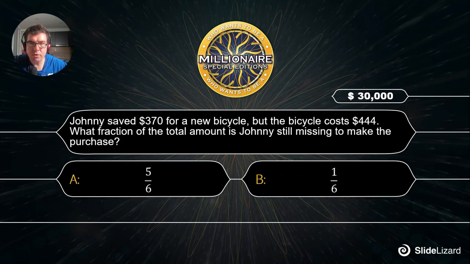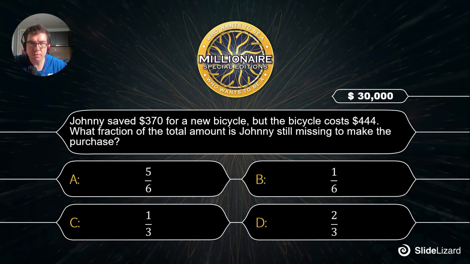Johnny saved $370 for a new bicycle, but the bicycle costs $444. What fraction of the total amount is Johnny still missing to make the purchase? 5 seconds. Pause the video if you need to.